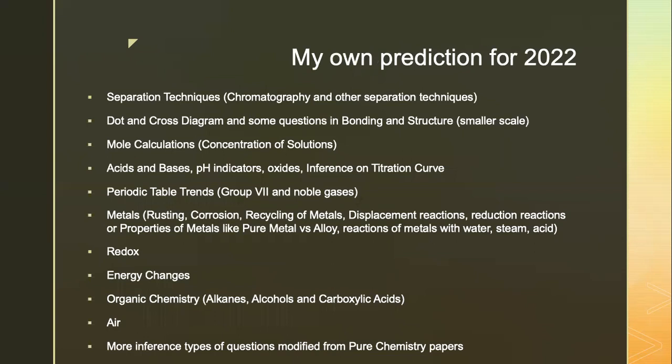Then we have my prediction for 2022. Chromatogram, just take note of that. Dot and cross diagram on a smaller scale. More calculation, focus more on concentration of solutions. Acid and bases, not much, so be careful of that. pH indicator, oxides, and there could be inference questions on titration curves. For the periodic table, we look at group 7 and noble gases. They missed out quite a lot this year for paper 2.